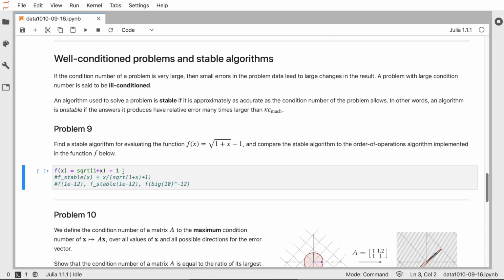So here's a really common and simple example of this. If you want to compute the function square root of 1 plus x minus 1, typically the way you do that is add 1, take the square root, and subtract 1. That's what the expression tells you to do. And it turns out this is an unstable algorithm for computing this quantity. So we define our function square root of 1 plus x minus 1, and this is actually defining a function and an algorithm for computing the function. We can define a function that's mathematically equivalent by rationalizing the numerator.